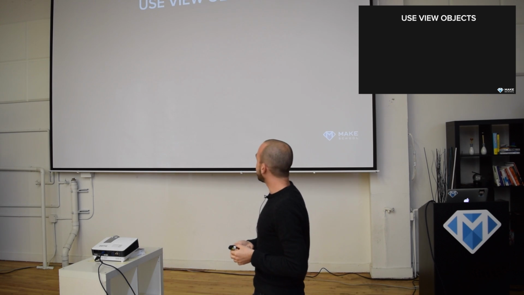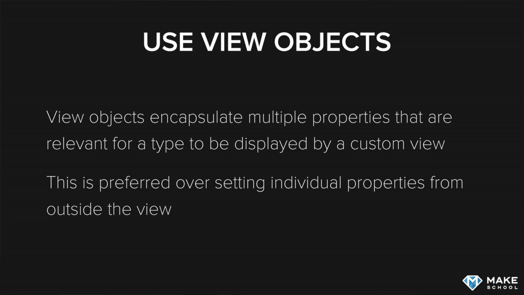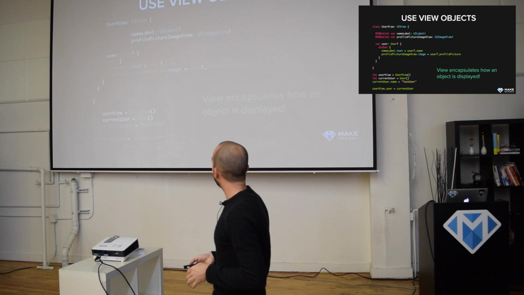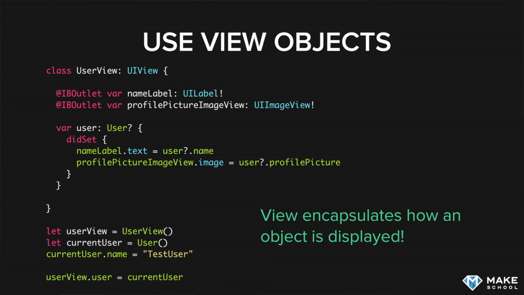Another good thing to do is using view objects. The idea behind view objects is that they encapsulate multiple properties that you want to display in a view. And it's really a much better way of basically setting up a view instead of setting individual properties. Short example in code. Let's say you have, again, simple example is a user view, and you want to display information about a user. In this simple example, we just have two pieces of information. One is a username, and the other one is a profile picture.